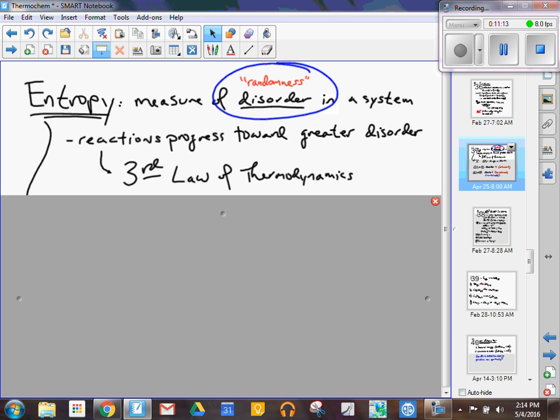The great example of this, I like to think of my kid's bedroom. It's an unholy disaster most of the time. There's My Little Pony stuff everywhere. There's all kinds of music. There's books. There's dirty clothes. It's a disaster. To get it into an ordered state, we have to put energy in.